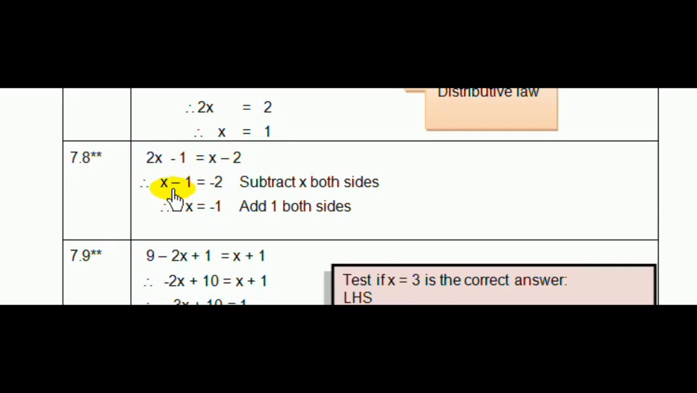You are left with that. There's only one x on this left-hand side. Get rid of the minus 1 by adding 1 to get to the x, and adding it on the other side as well. And your answer is then x equals minus 1.